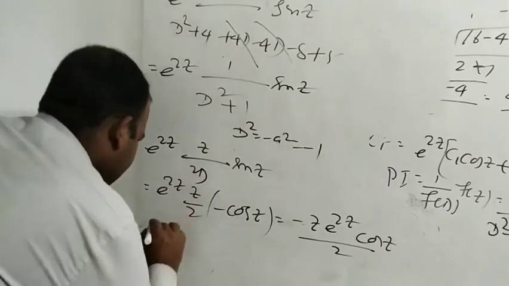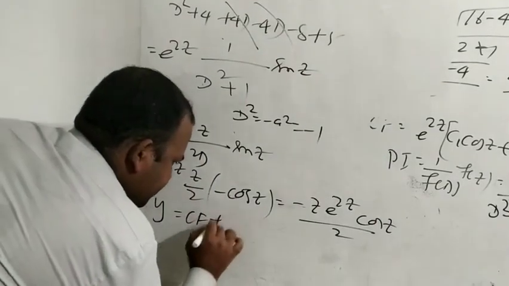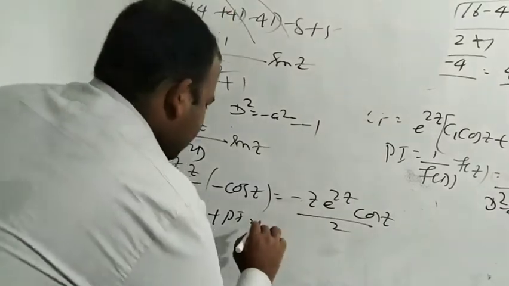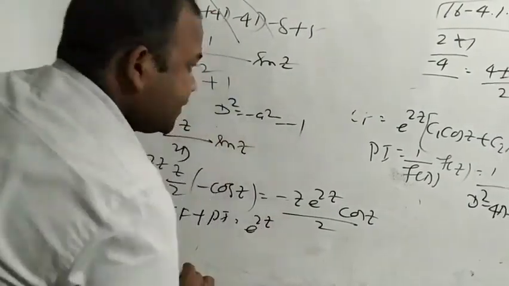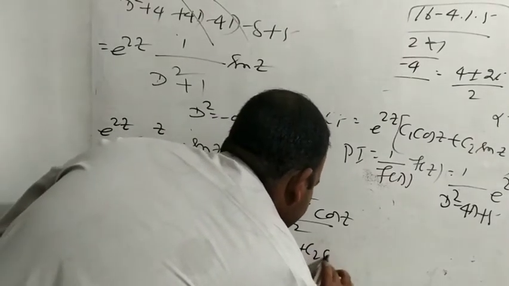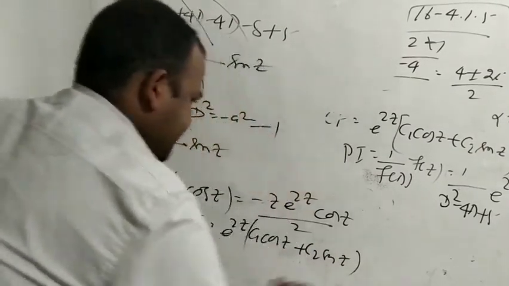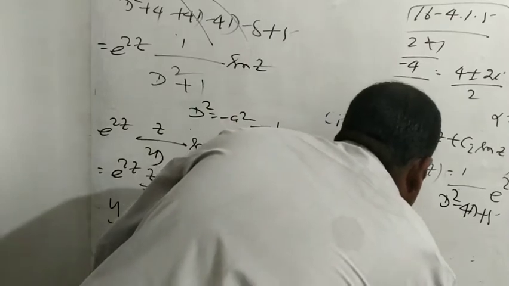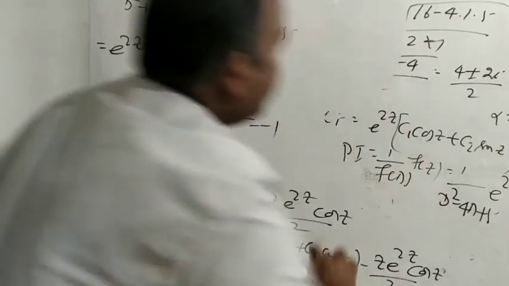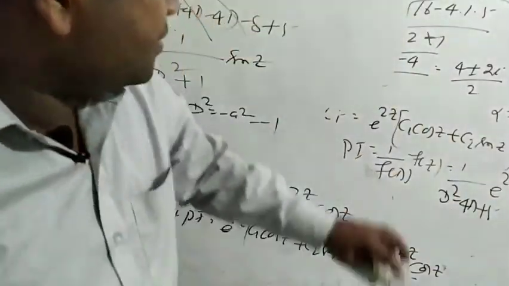So this is y equals to CF plus PI. So what is CF? CF equals to e raised to 2z (c1 cos z plus c2 sin z) and minus z e raised to 2z cos of z upon 2. Okay. So now you will convert because it came in the form of z. At last you will convert in the form of x.